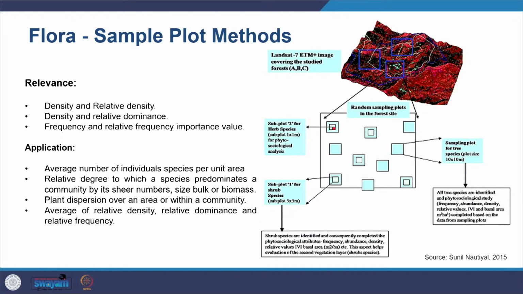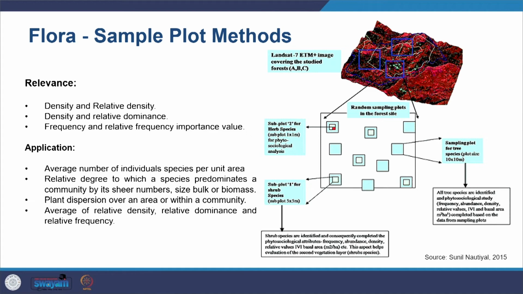You can use the sample plot method. In that, usually you cannot survey the entire area, so you only identify certain pockets for survey. That is how scientists work. You can pick up density and relative density in this. Relative dominance also can be seen, and frequency and relative frequency or importance value can be seen here through the sample plot method. You can see in the image.